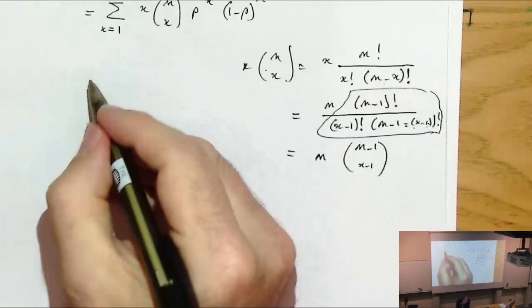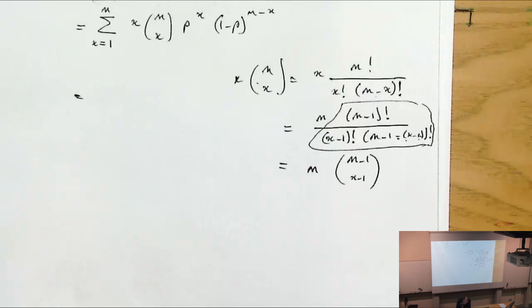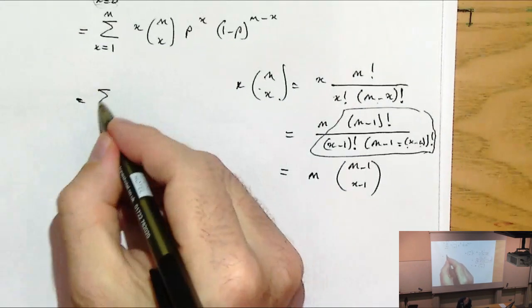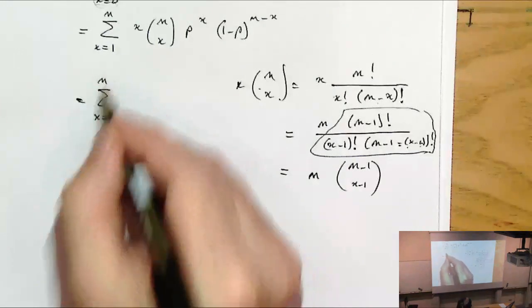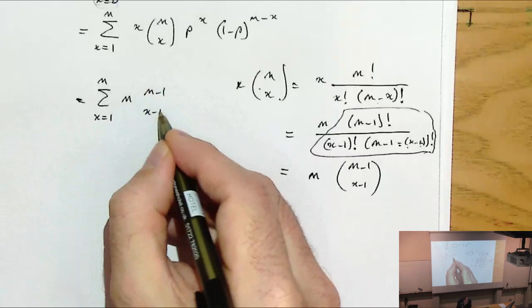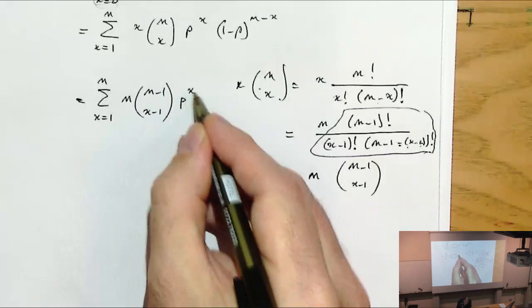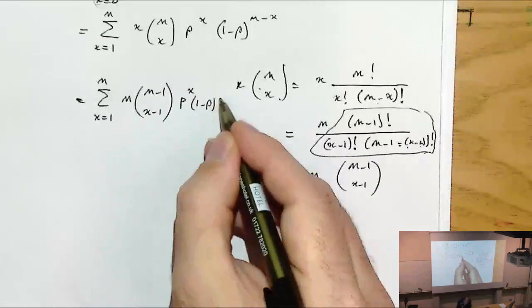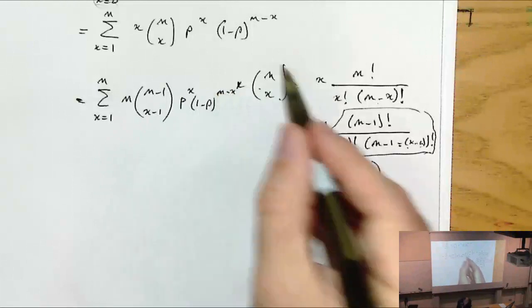Good. So we can plug this into this. And so what we have here is a sum for x equal to 1 to n of n times n minus 1 choose x minus 1, p to the x, 1 minus p to the n minus x.